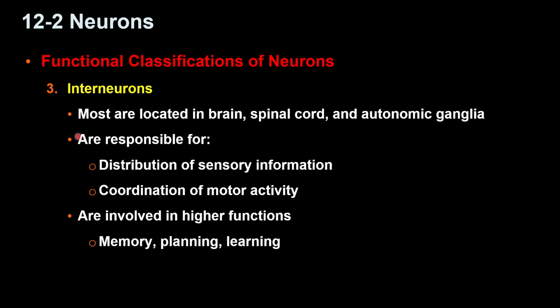The third type of the neuron is called interneuron. It means that they are connecting the sensory and motor, and they are located mainly in the brain and the spinal cord, but some of them are also located in the autonomic ganglia, which is usually outside of the central nervous system. For example, they are near the heart, the lungs, near the gastrointestinal system. So those are the ones.